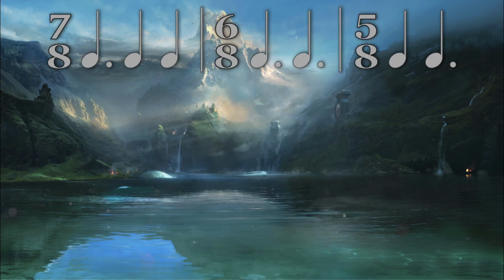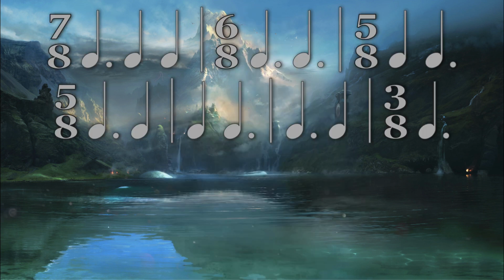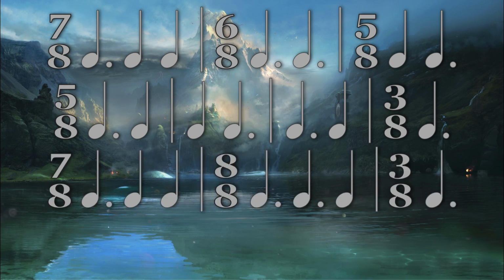7/8, 6/8, 5/8; 5/8, 5/8, 5/8, 3/8; 7/8, 8/8, 3/8, but since we have an accent on these 2 beats, it could be written as 10/8, 8/8.